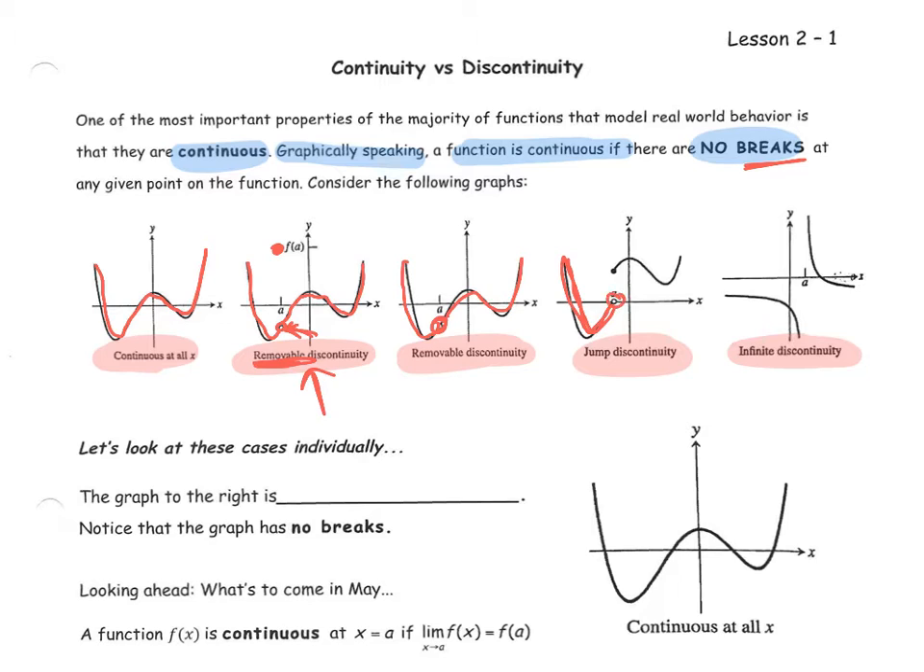So I jump from this open circle to a closed circle up here. Look at all this space in between, and then I continue my graph. So I had to pick up my pencil. And then here we have an infinite discontinuity where there's an asymptote where x equals a. So at x equals a, there's a vertical asymptote.